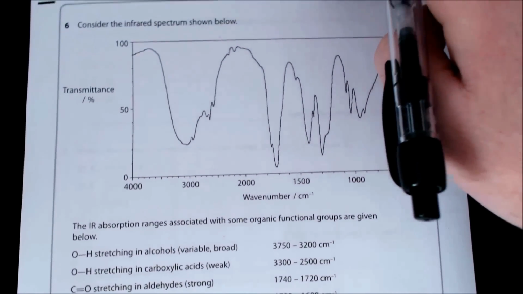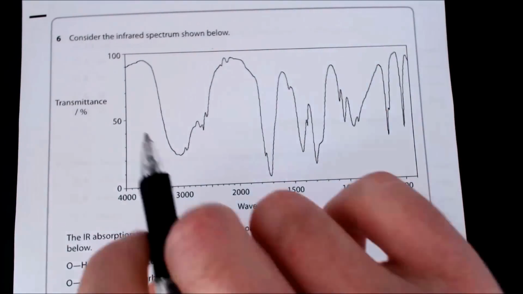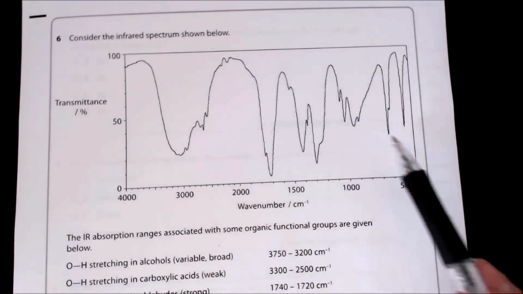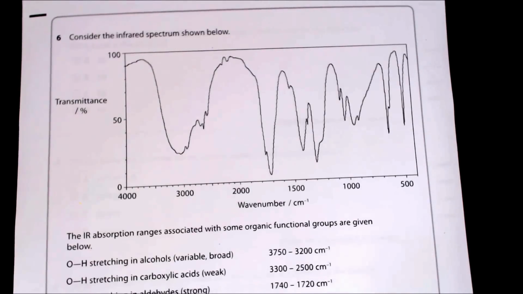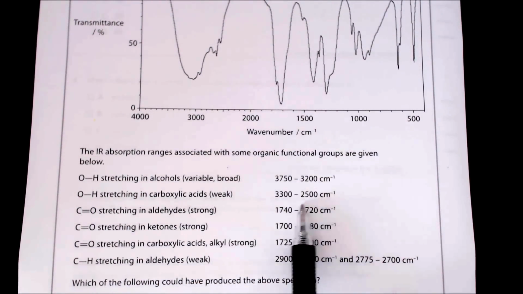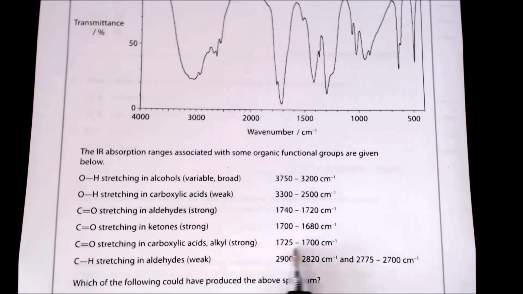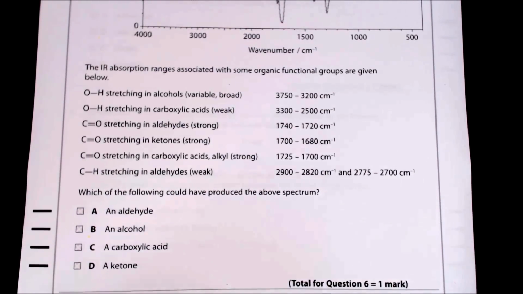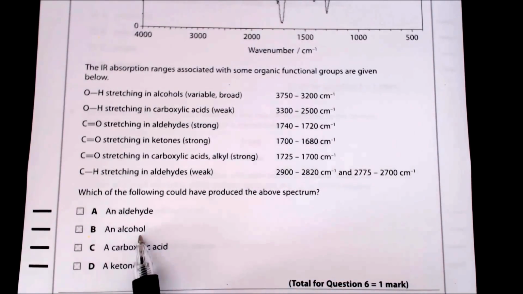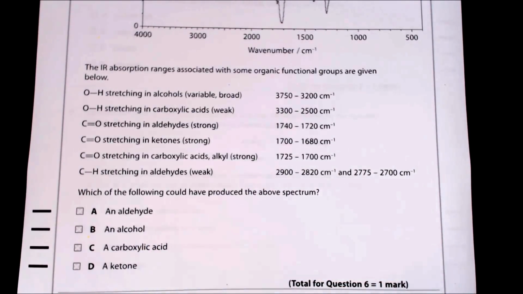Okay, so this is quite a big question, as you can see here. This is question 6. It says, consider the infrared spectrum shown below. And they've given us the spectrum here, and they've also given us our absorption ranges for each of the different types. Basically the question is asking, which of the following could have produced the above spectrum: an aldehyde, an alcohol, a carboxylic acid, and a ketone?